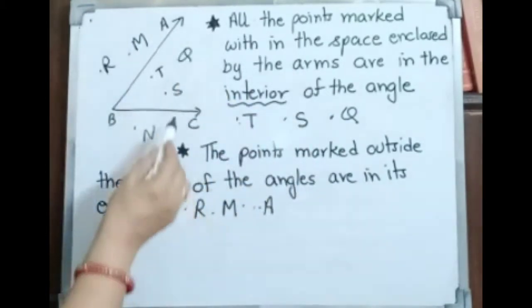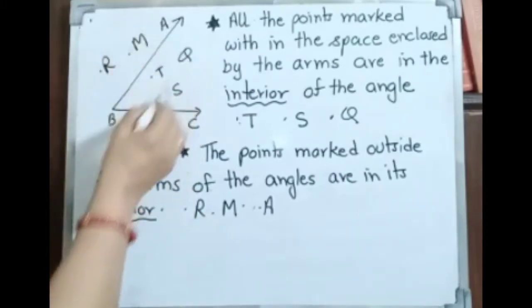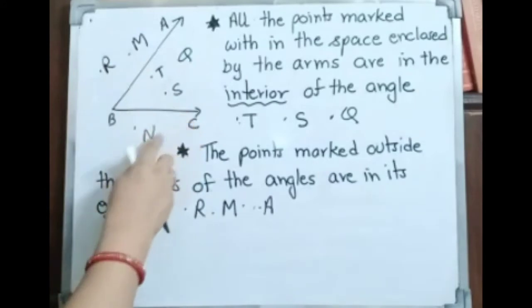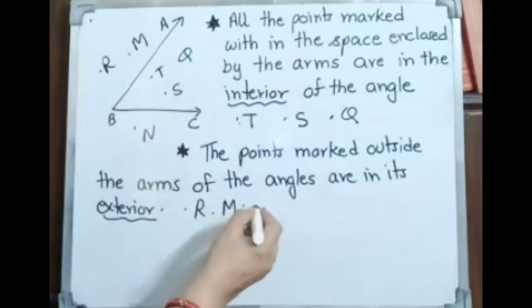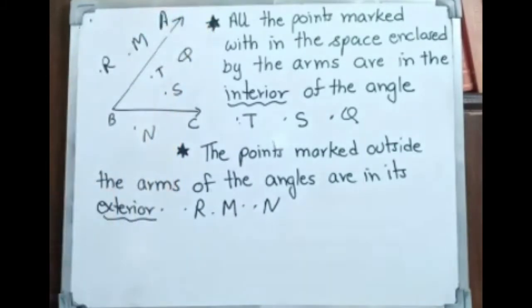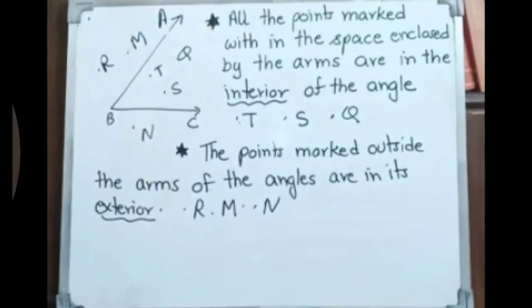Exterior: the points marked outside. So point R, point M, point N. They are called the exterior of the angle.